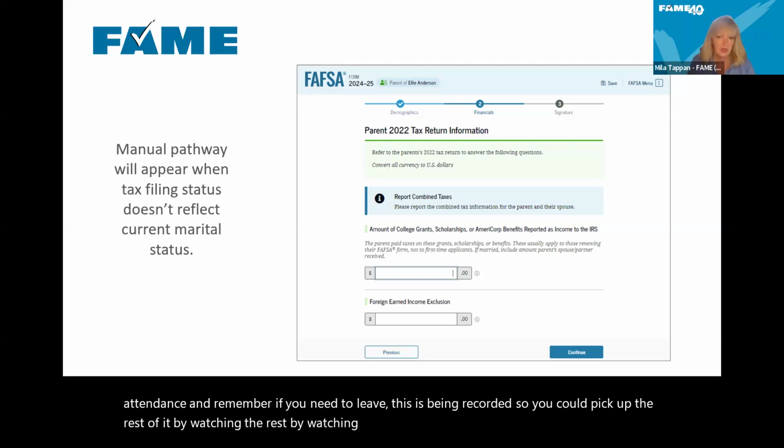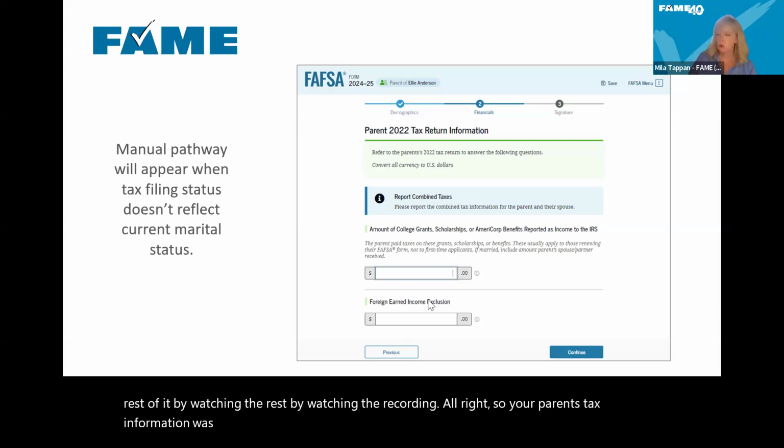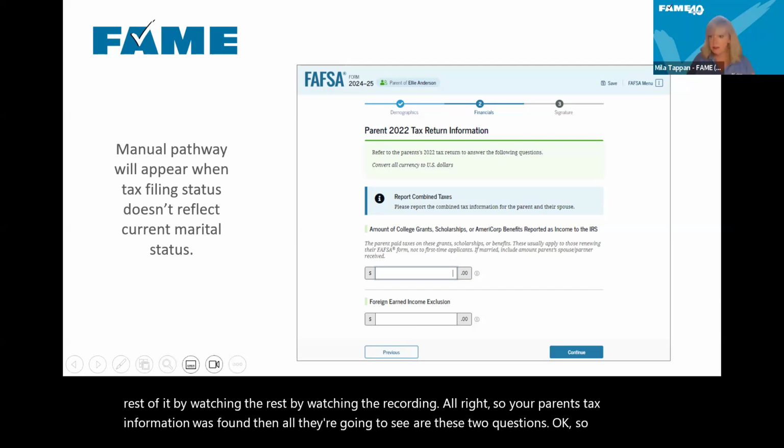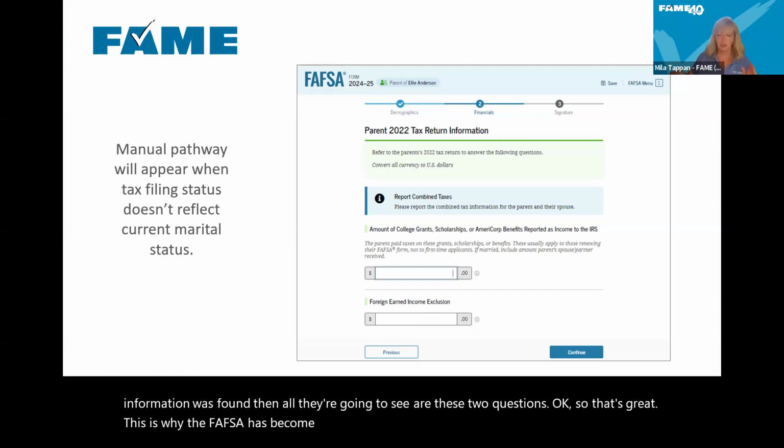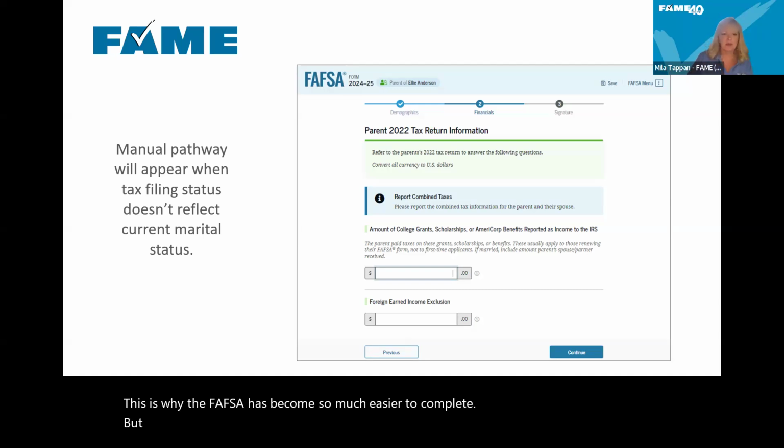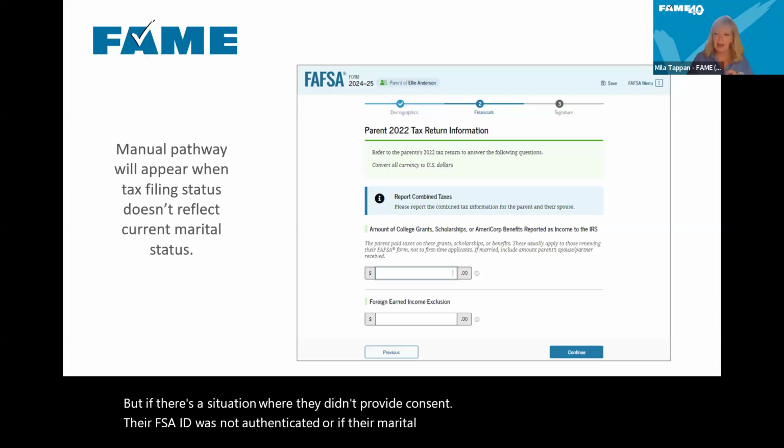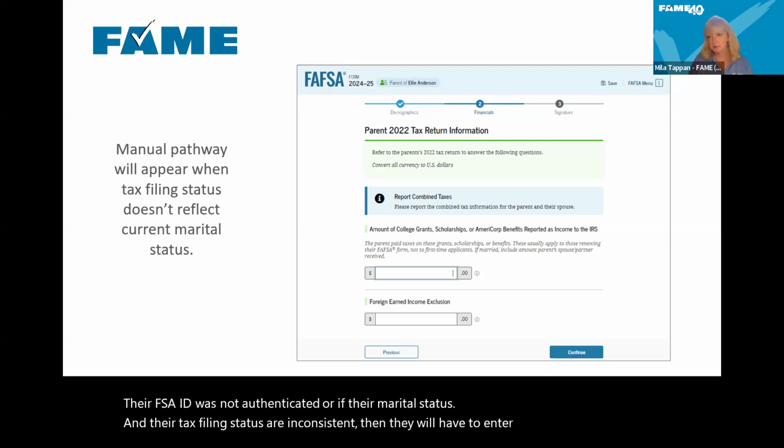All right, so if parents' tax information was found, then all they're going to see are these 2 questions. Okay, so that's great. This is why the FAFSA has become so much easier to complete. But if there's a situation where they didn't provide consent, their FSA ID was not authenticated, or if their marital status and their tax filing status are inconsistent, then they will have to enter their tax information manually.